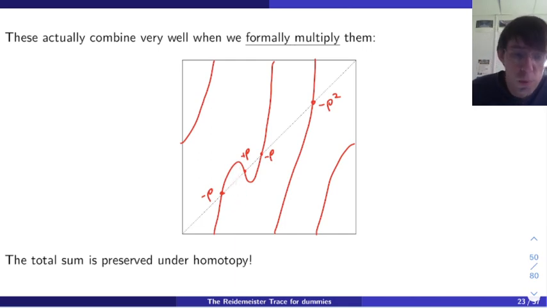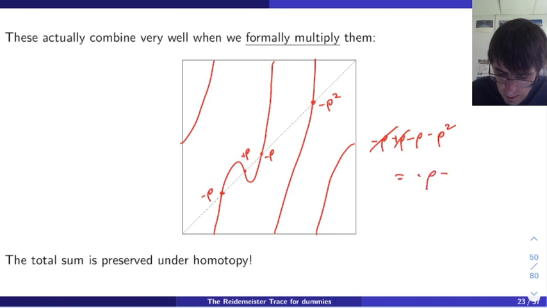So the total sum here, when you add everything up, you just do minus rho, plus rho, minus rho squared. And you add this up. Actually, we get some cancellation here. We end up with minus rho squared. And that sum right there, even though it's not a number anymore, it's just like a weird thing with coefficients, that sum right there is preserved under any homotopy.